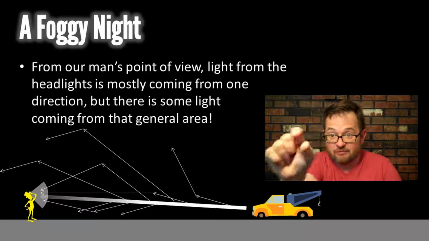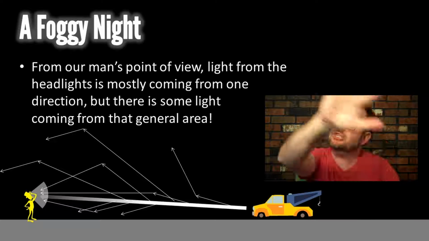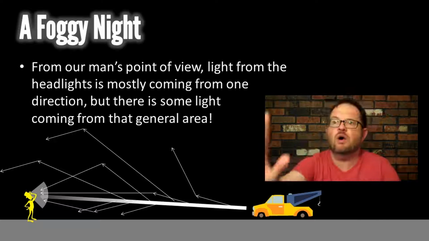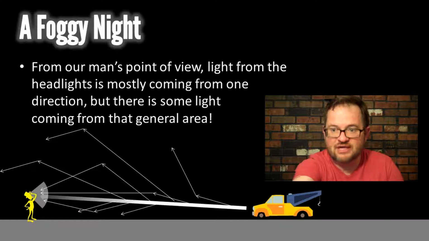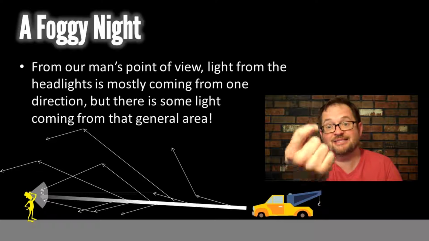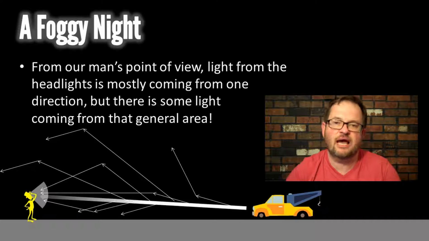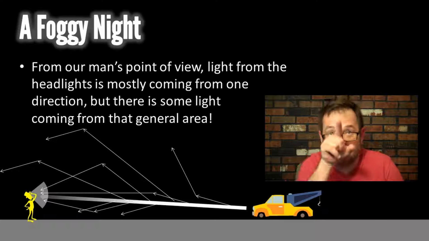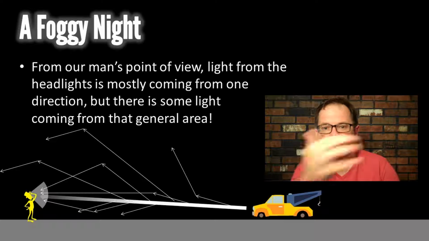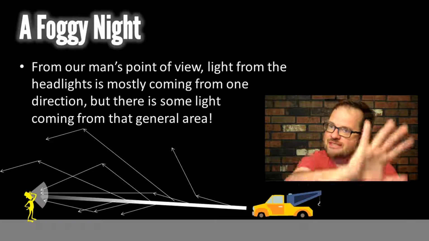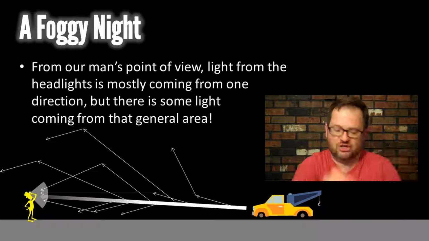A lot of the light comes right from the direction of the headlights itself, but he's also seeing a glow of headlight light all over here. Well, of course he is. Those are photons of light from the headlights that got scattered into the direction of his eye. That doesn't mean that the car is that way. The car is that way. But he is seeing photons from that direction, and that's why it's hard for him to see. He sees this glow in that general direction.